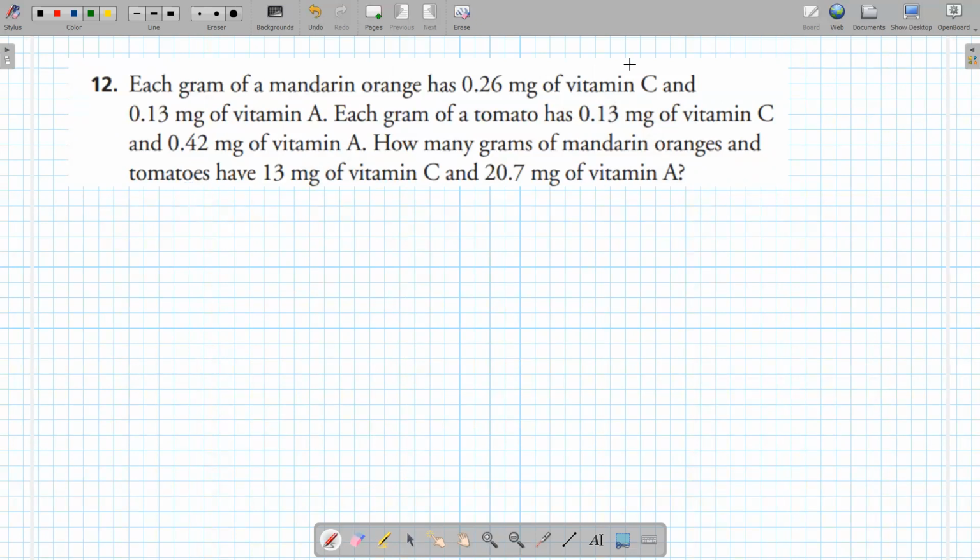I'm going to do this. Let's say vitamin C. And again, the best approach is always whatever the question's asking you. I think they're asking you for your oranges. How many grams of oranges and how many grams of tomatoes individually? I think that's what they're asking us. We'll have this quantity.